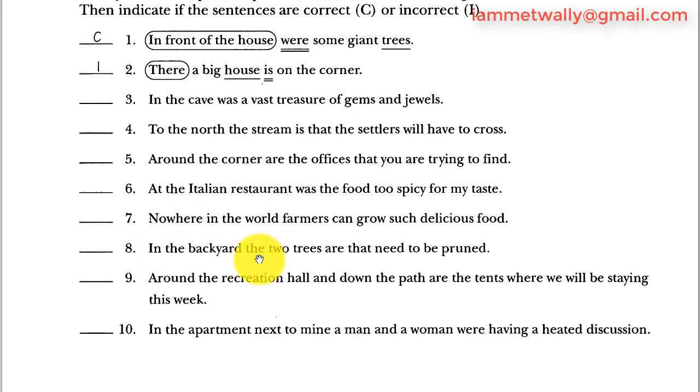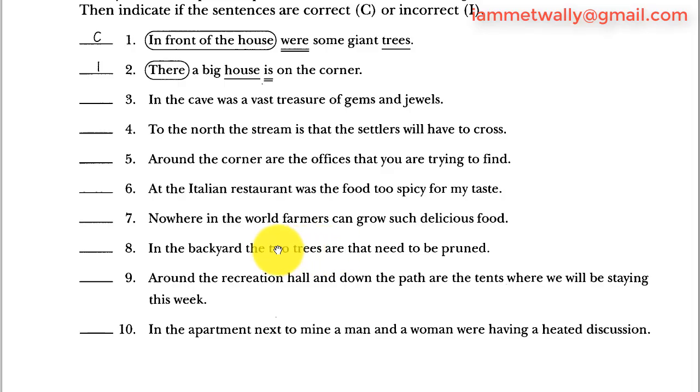8. In the backyard, the 2 trees are that needed to be pruned. In the backyard is the place expression, the 2 trees is the subject, are is the verb, that is a connector, need is the verb, and then the rest of the sentence. If I have a defining clause or adjective clause, that generally means to take care, because this happens a lot with place expressions. This adjective clause describes and gives information about the noun that it precedes directly. So I shouldn't have are; I should have the noun trees. That's one of the reasons.